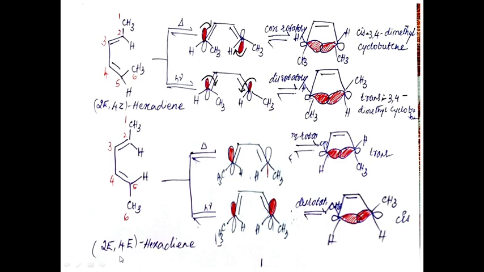Okay, now let us look at this 2E,4E hexadiene. The lobes are similar, asymmetric and symmetric here. Well, you have asymmetric, you're going to rotate both the lobes in the same direction, hence it is conrotation. But in this case you're going to get a trans product. Whereas here you're going to rotate both the lobes in opposite directions, hence here you're going to get a cis product.